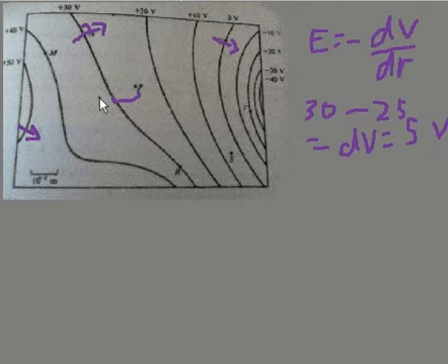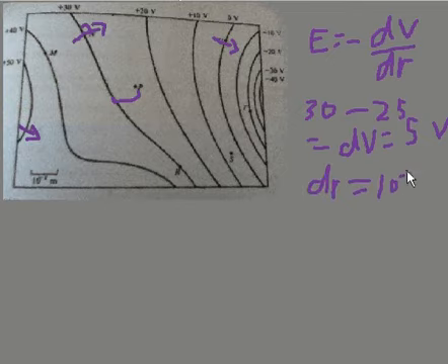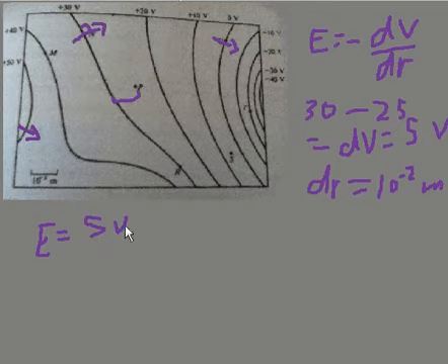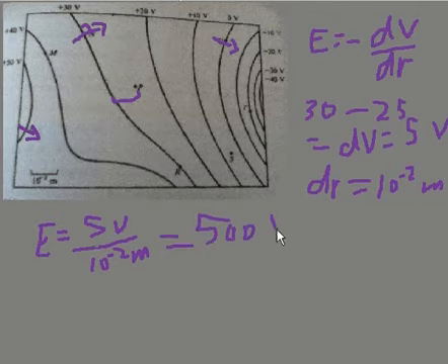For the change in r, the change in r from the 30 equipotential line to P is indicated by this little measure down here. So we know that dr is 10 to the negative second meters. Thus, all we have to do is put 5 over 10 to the negative second power. So E equals 5 volts over 10 to the negative second meters. Thus, we should end up with 500 volts per meter.